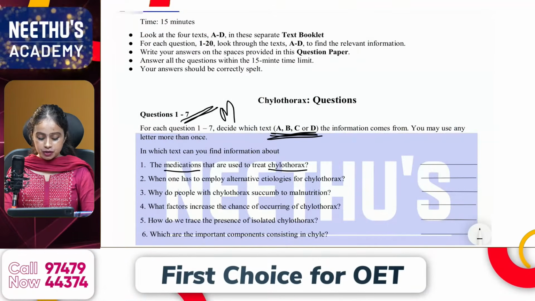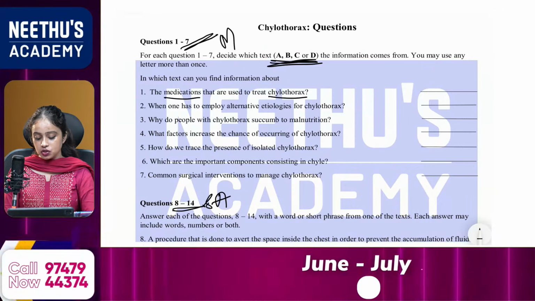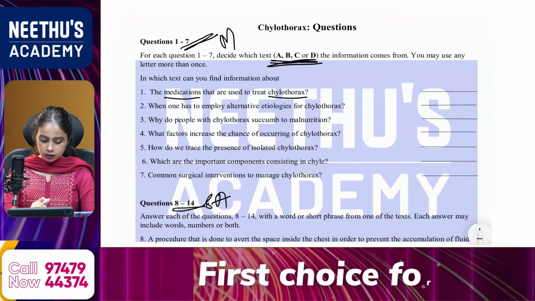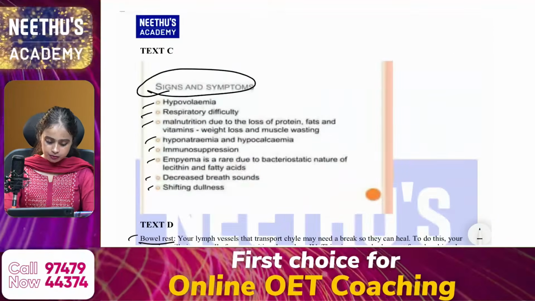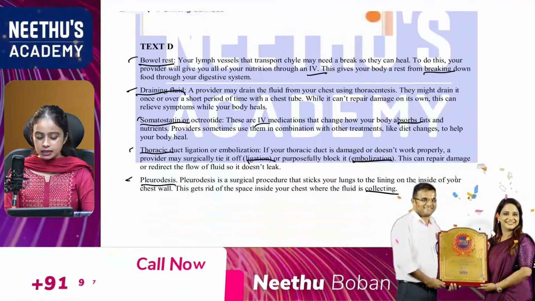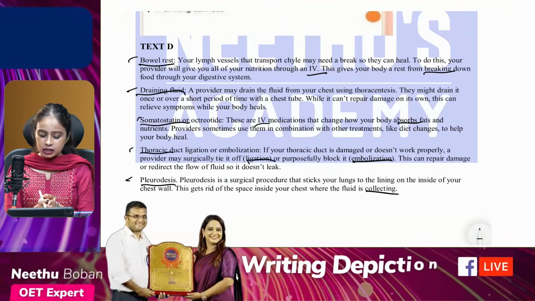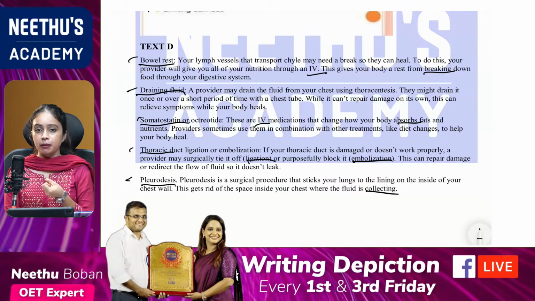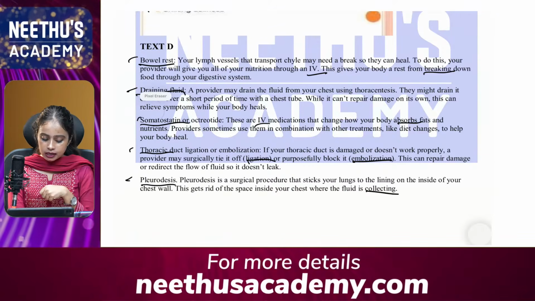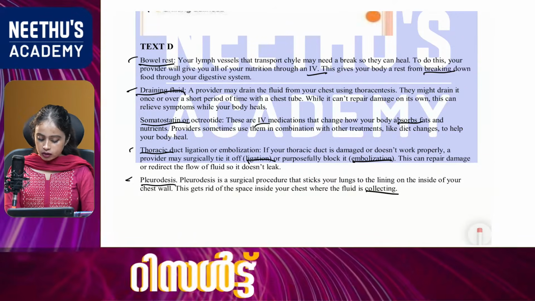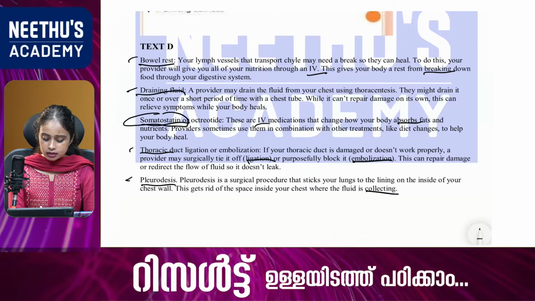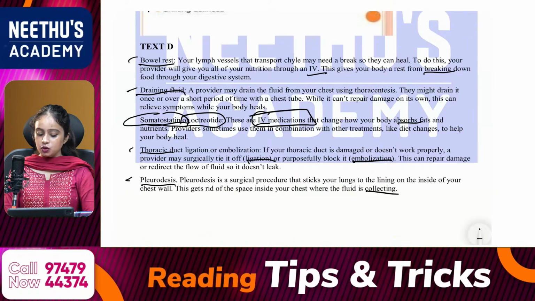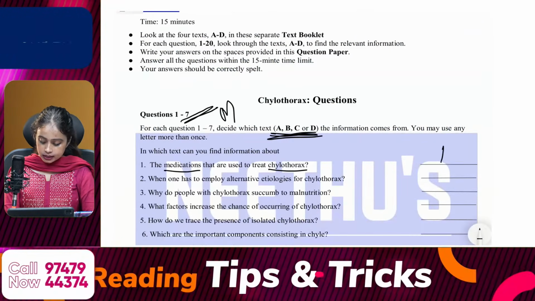Now we are moving to the first question: the medications that are used to treat CK. Where is the answer mentioned? Any idea what medications we are using? From text D, a lot of procedures are mentioned for the management or treatment. So we can identify the point where they mention medications, and that is from text D. Yes, very good, correct answer. The third point, somatostatin or octreotide, which are IV medications. Those are the keywords from the question, so that is from text D.